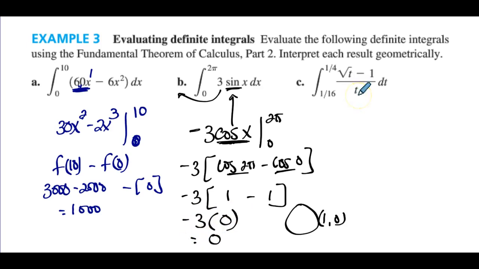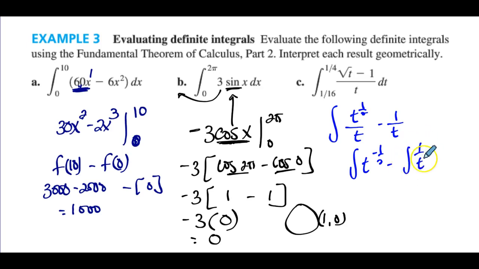This last one, we don't know how to do integration with a quotient. There is no low d high minus high d low like we do for products. So I'm going to change this to exponents and try to simplify by integrating t to the negative 1/2 minus, well, I could do t to the negative first, but do you remember the derivative? What can I take the derivative of to get a 1 over t? And I think that's the ln of t.